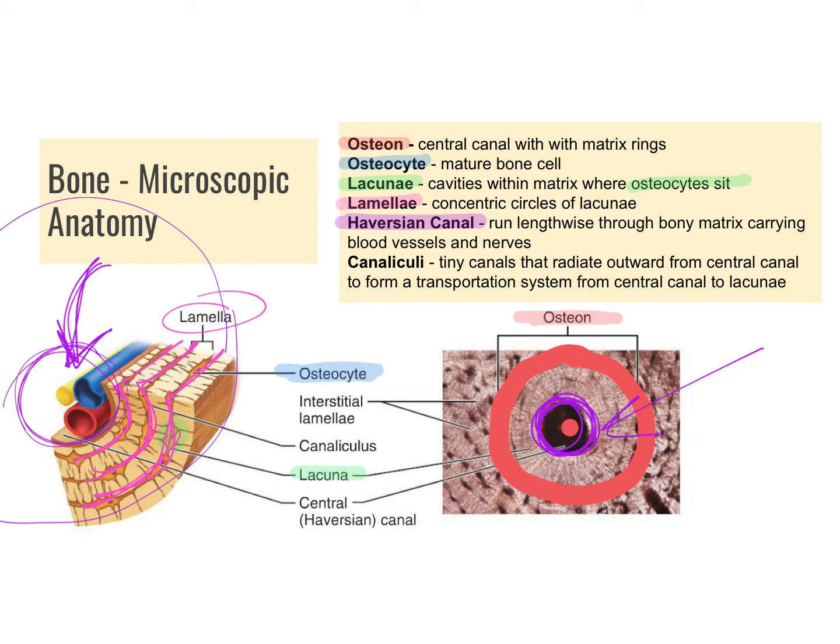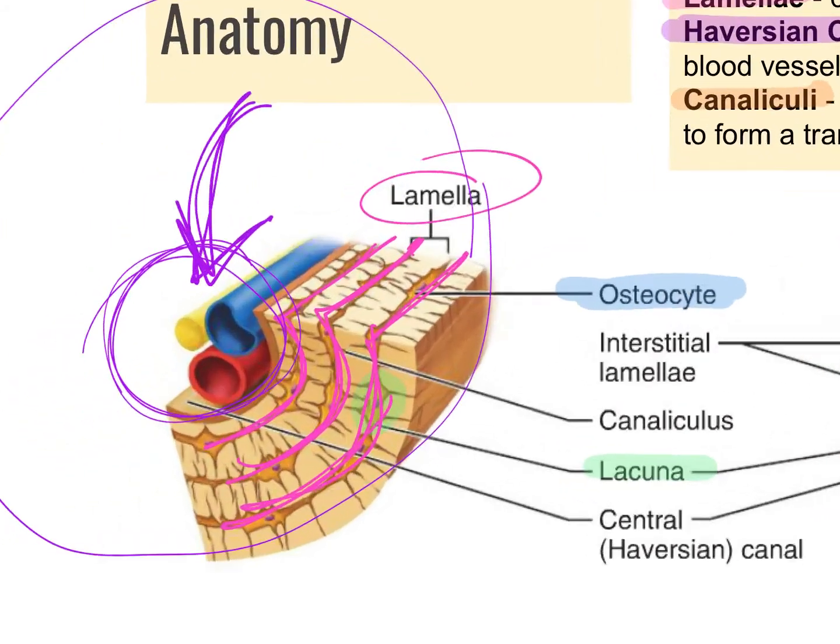Okay, and then the last feature you're going to see when you look at bone under the microscope is the canaliculi. These are the tiny little canals that are radiating outward from that big central canal, and it's kind of forming like a transportation system through the bone. So, for example, the Haversian canal, you can picture like the big major highway, and then the little canaliculi that radiate outward from it are the little side streets. Okay, so let me zoom in really quick on the picture and show you those.